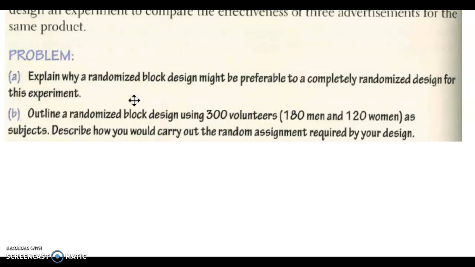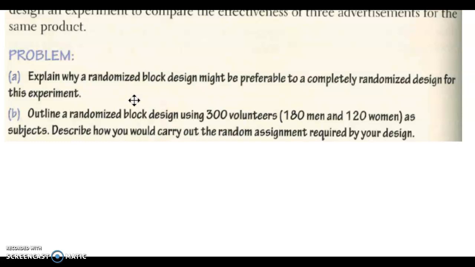Same thing with the men. You're going to take the 180 men. Let's just say we're going to try a different randomizing method. I'm going to number them 001 to 180. Three digits, so I need 001. And then I'm going to use a random number table.